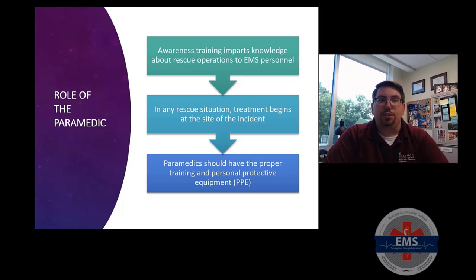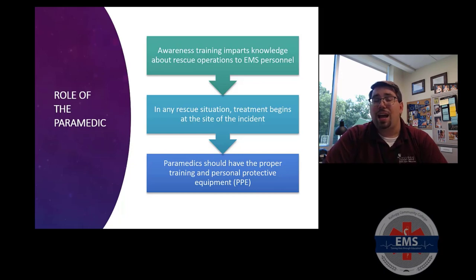In any rescue situation, treatment begins at the site of the incident, where the patient is. Paramedics should always have the proper training and the proper personal protective equipment to care for that patient. If we don't have the right tool, then we shouldn't be performing that task. The other thing that goes along with that is we have to have proper training.